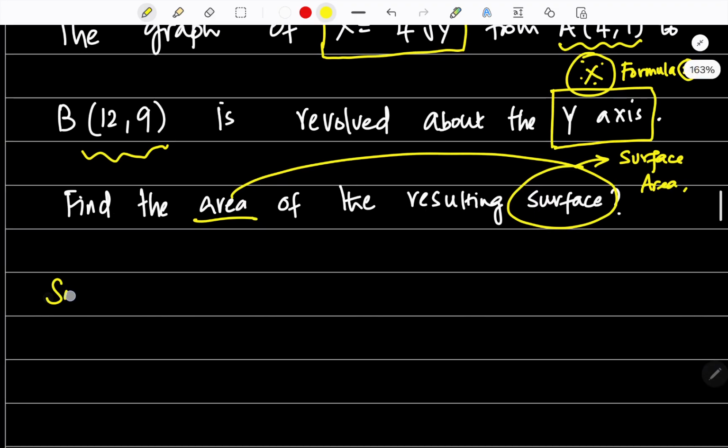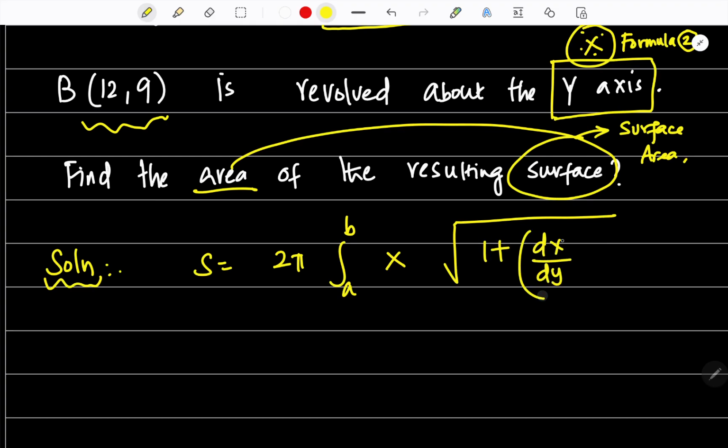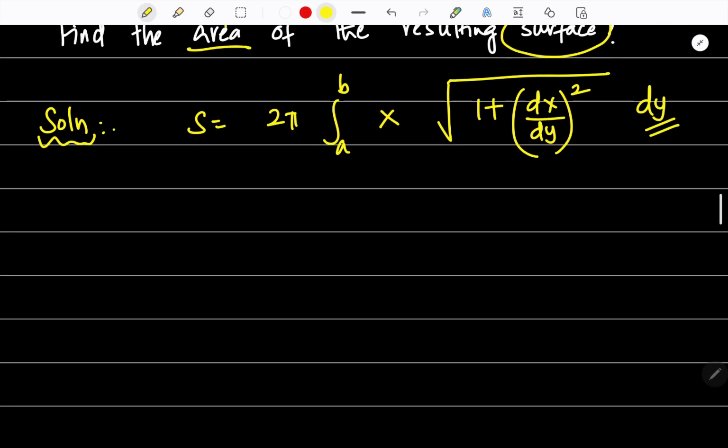Let's start the question. Let us go to the solution. So this is formula number 2, right? What is formula number 2? S is equal to 2 pi integral a to b of x, which is given in the question, and square root of 1 plus (dx divided by dy) the whole squared, into dy. Keep that in your mind. So what's your equation? x equals 4 root y.